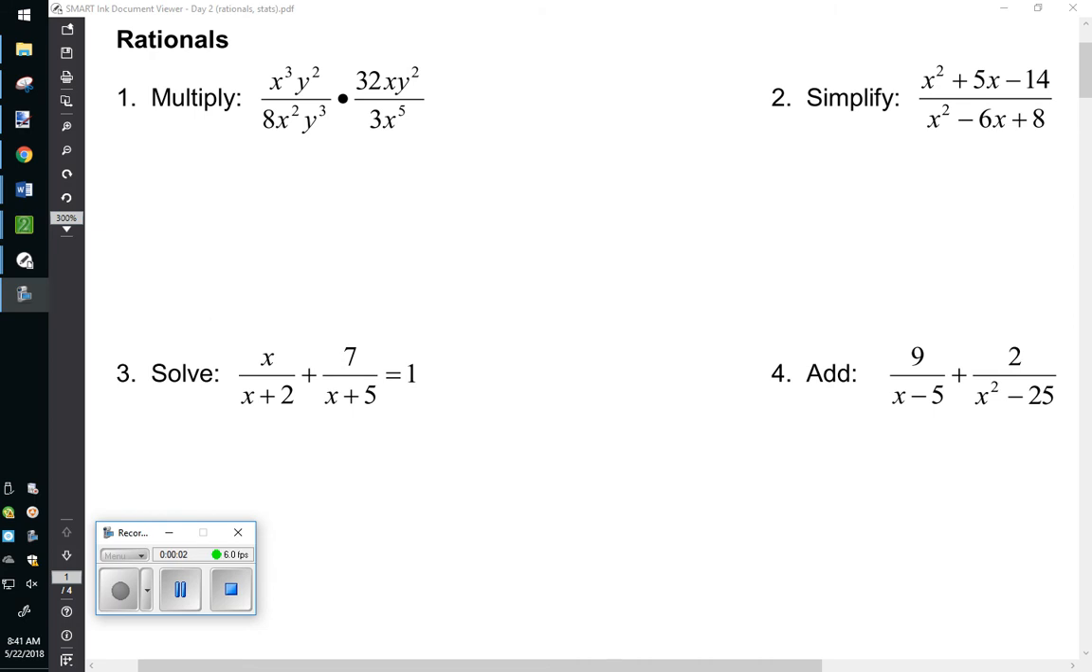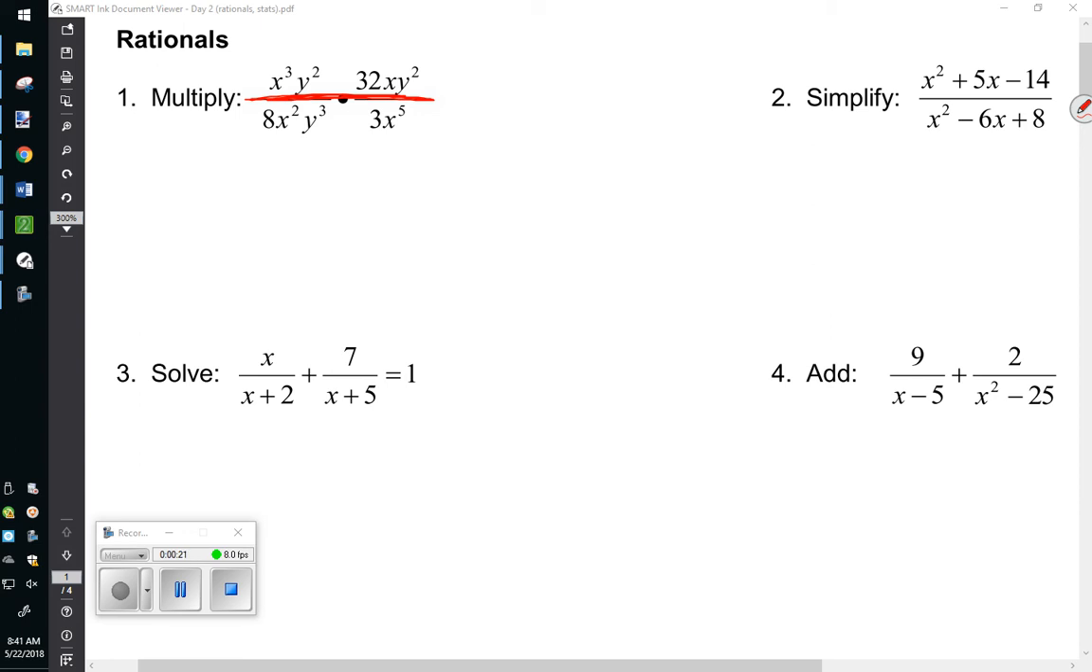Day two of review. Number one, we're multiplying two fractions. When we multiply fractions, what are our steps? We're gonna add the exponents, yep. Remember, when it's a multiplication sign, it's just like one giant fraction, okay? Making that one giant fraction makes this simple, okay?